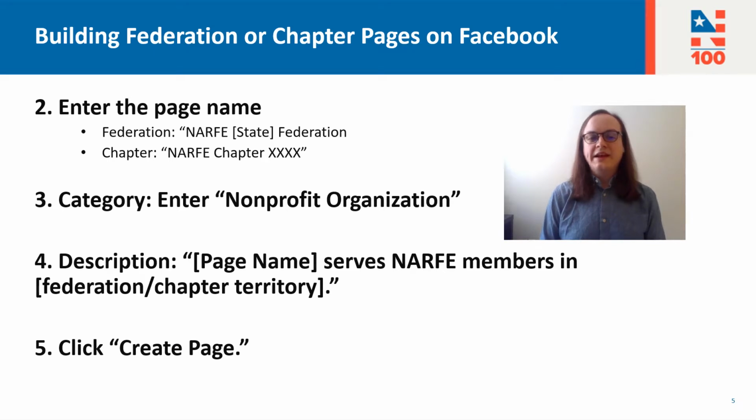On that page, enter your page name. For federations, you should follow the guidelines of NARF, your state, and federation. Chapters should follow the guidelines of NARF, chapter, and then your chapter number. Next, under category, you'll enter nonprofit organization. Under description, you'll include your page name with the sentence, serves NARF members in your own chapter or federation territory. Click Create Page.